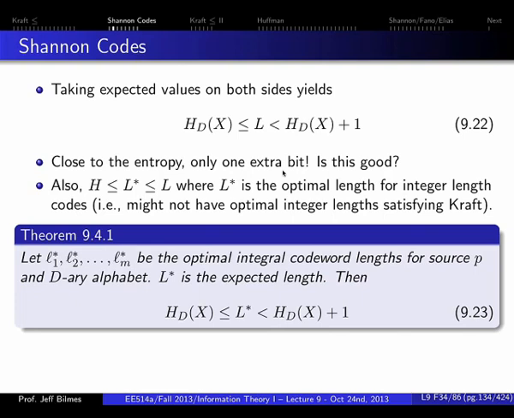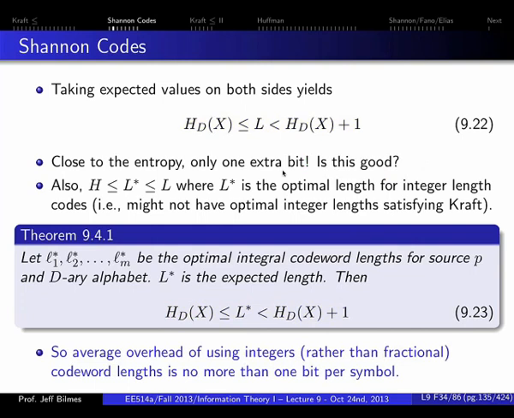I guess the other point here is that it's possible that the optimal lengths, the ones that are integral and are the best possible integer lengths, if we could solve this NP-complete problem, might not satisfy Kraft. That's okay. The point is that we're showing that the optimal lengths have the same sort of sandwich bound as our Shannon lengths. Now the question we want to answer is, is this really a good thing? And we'll answer that in a minute.